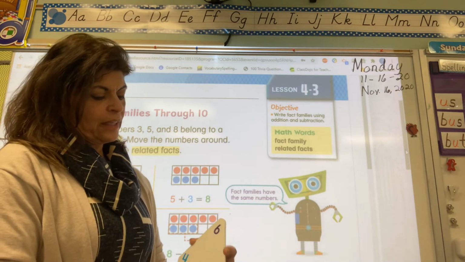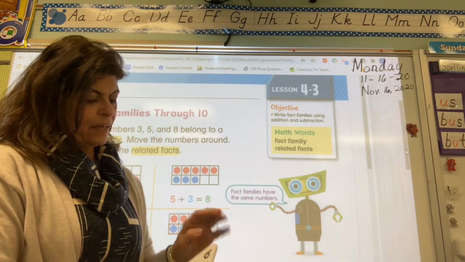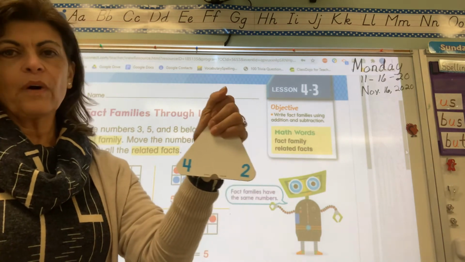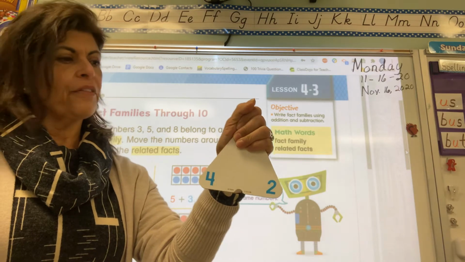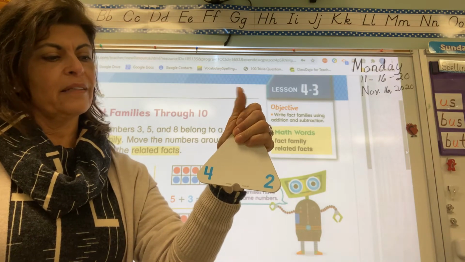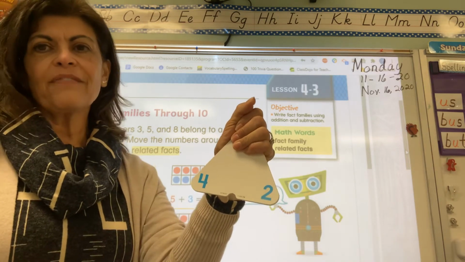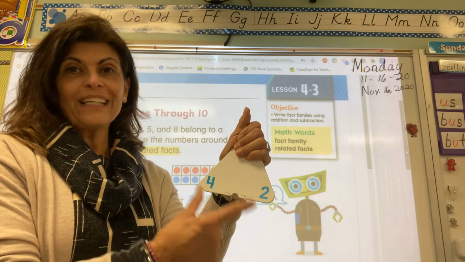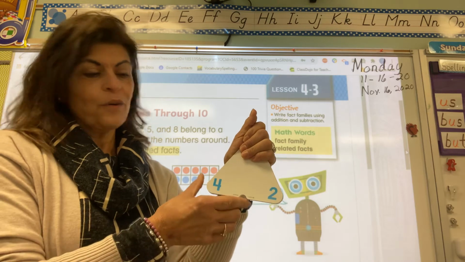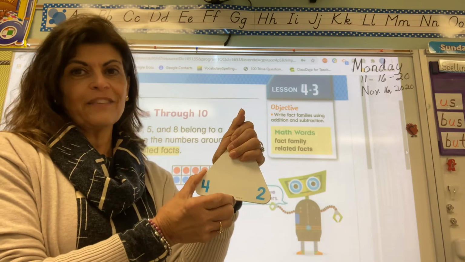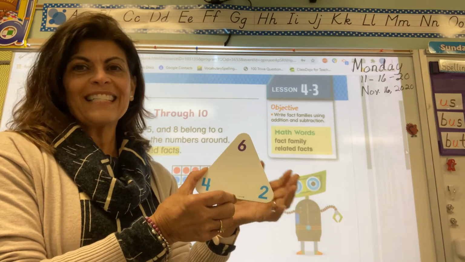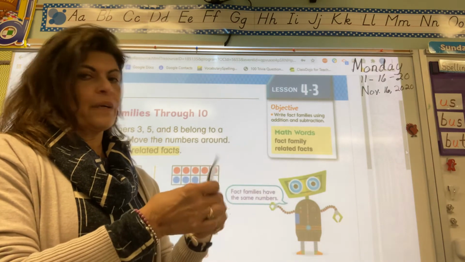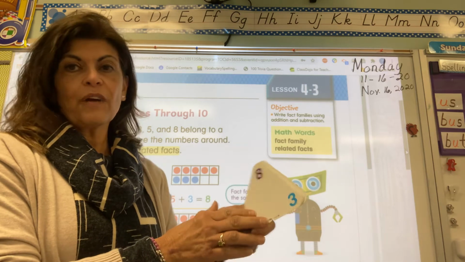So let's just do a little mental warm-up to begin with. I am going to hold up a card. Here we have 4 and 2. What do you think the other number is, the missing number to the fact family? When you have your two addends or your two parts, you're going to add those to get your whole, or the sum. So 4 plus 2, this is really easy. That's right, 6. Good.